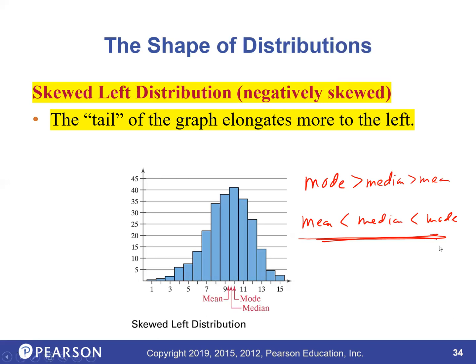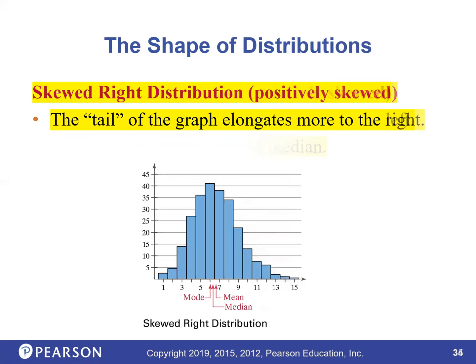Okay, are we good there? So the tail, we always look at the tail. That's how we look at it. Okay, the other way around. And last one before break, this one right here: skewed right distribution, or positively skewed. The tail of the graph elongates to the right this time.